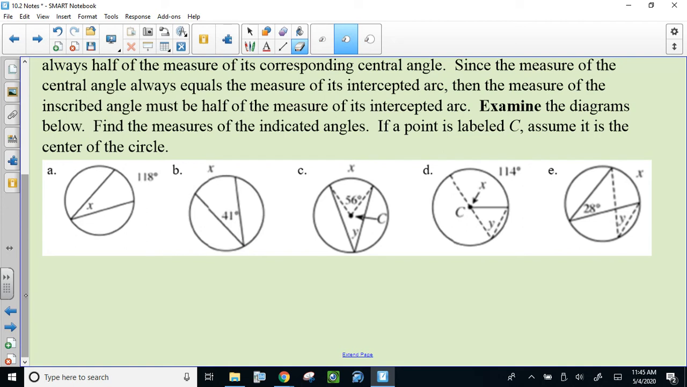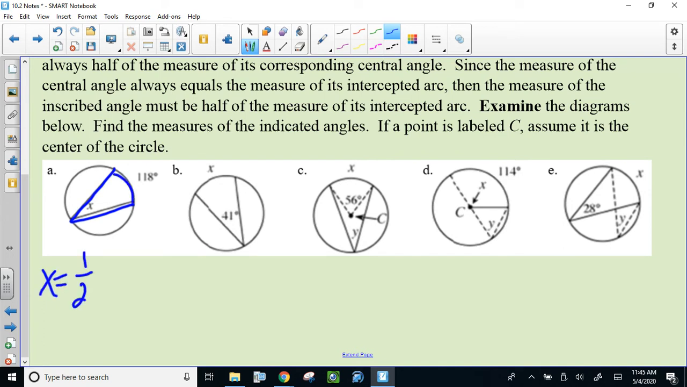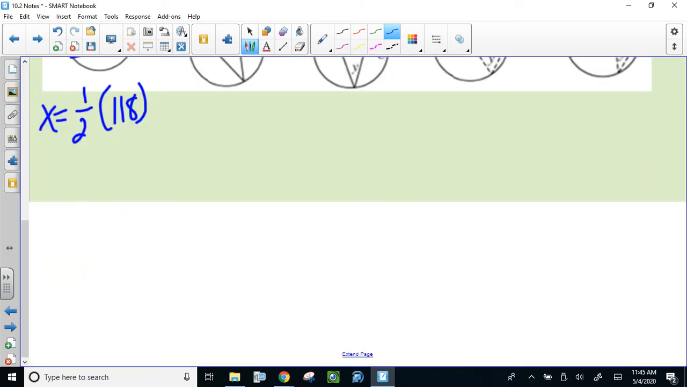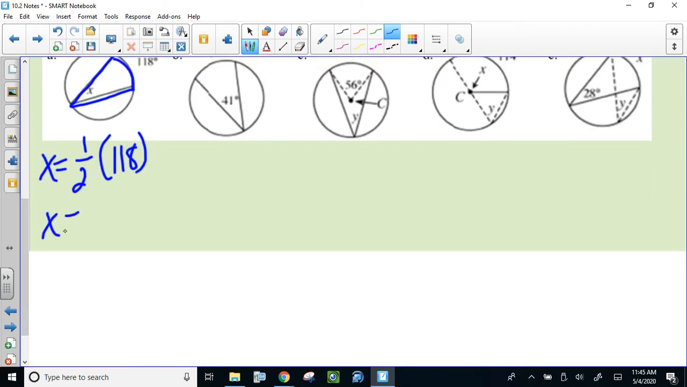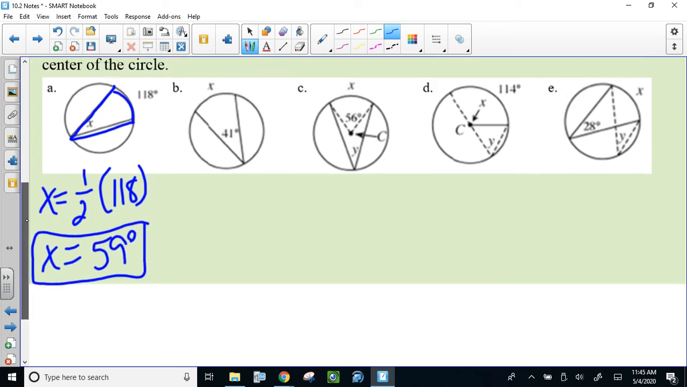So looking at part A, we can see that x is an inscribed angle because it's on the edge of the circle. So that means x is going to equal half of its arc. And its arc right now we're saying is 118 degrees. So what does x have to equal? So x has to be half of 118 or 59 degrees. Boom. And that's really it.